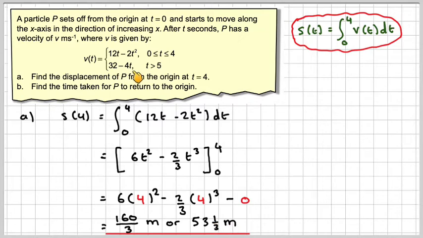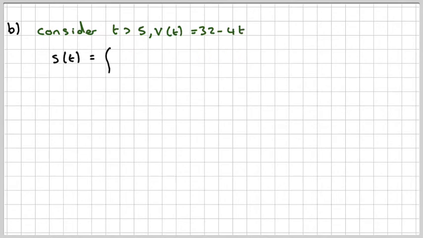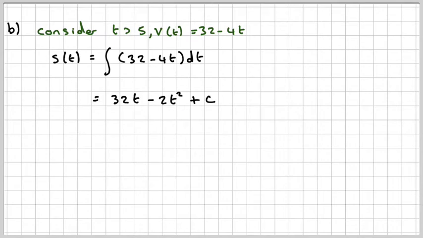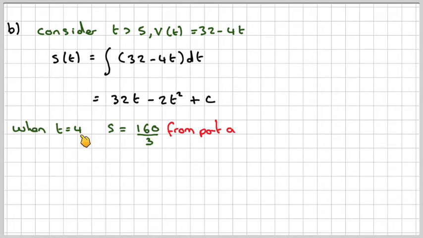So we'll need to consider the second case where t is greater than 5. Here v(t) is 32 minus 4t. s(t) will just be the integral of that, 32 minus 4t dt. Integrating it, 32t minus 2t squared plus a constant. Now we can find the constant because we know from part A that when t is 4, s is 160 over 3. That's the point where it changes from one function to the other.